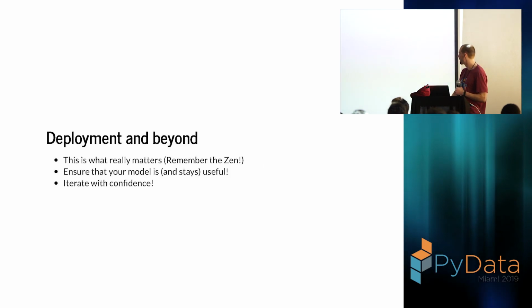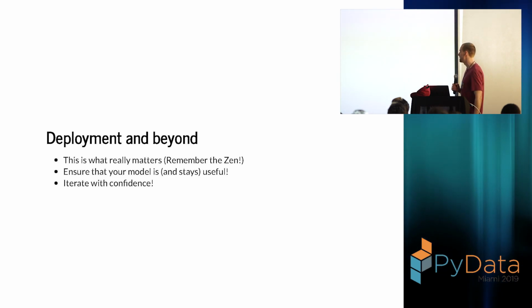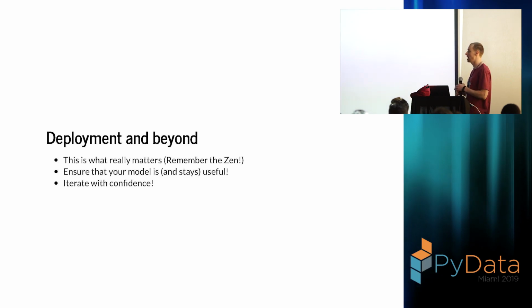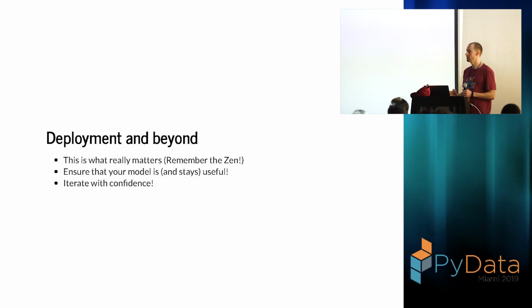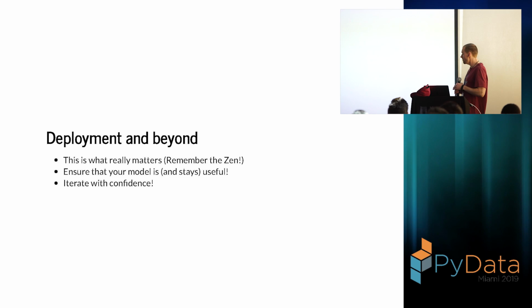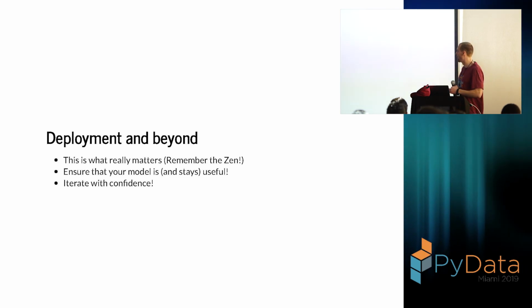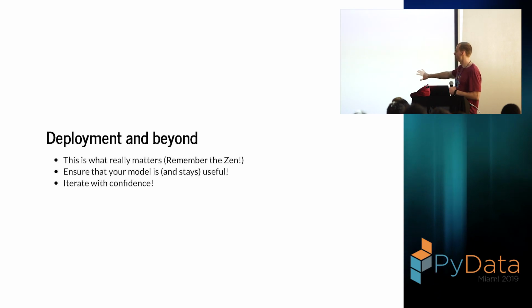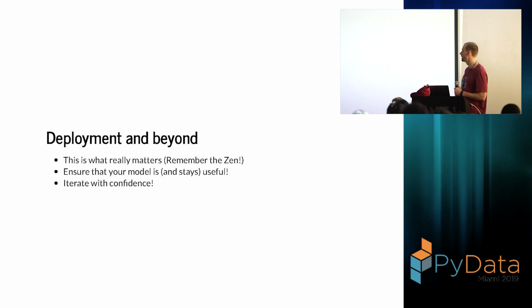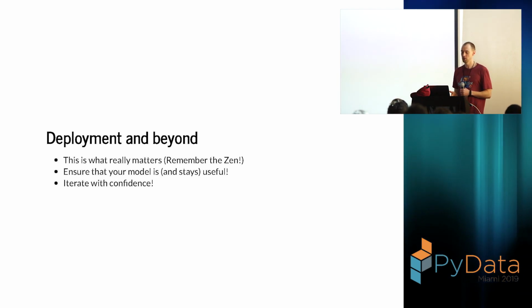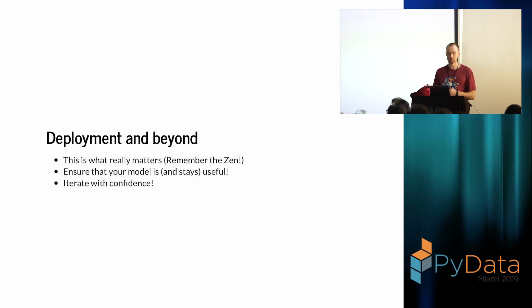So yeah, that's it on that. Now we hit deployment and beyond. And again, this is what really matters, right? We really care about performance in production. There's a lot to say about this phase, but I'll talk about just two things in this talk. One, you really want to ensure that your model is useful and that it stays useful, and you want to be able to iterate with confidence.